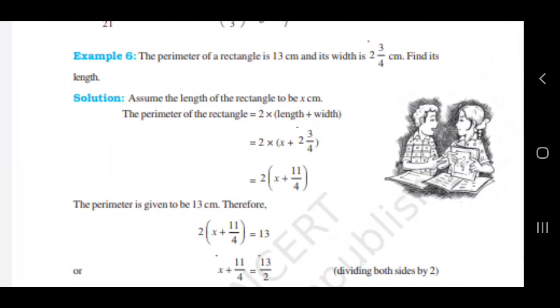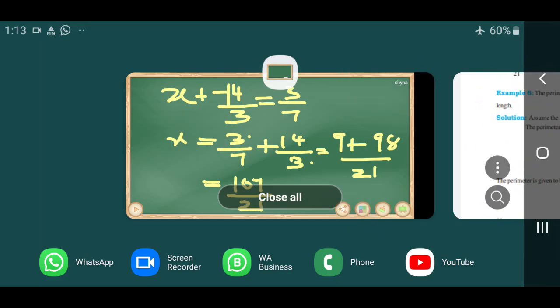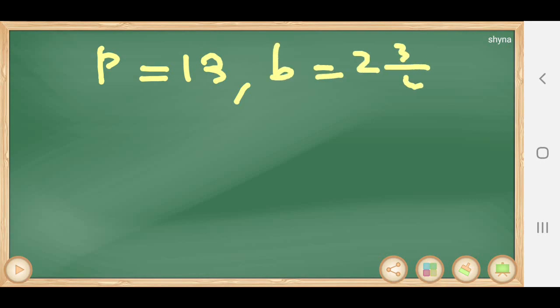The perimeter of a rectangle is 13 centimeter and its width is 2 3 by 4 centimeter. Find its length. Okay, dear children. It is given perimeter equal to 13 centimeter and its width, that's breadth, is 2 3 by 4 centimeter. We have to find its length.